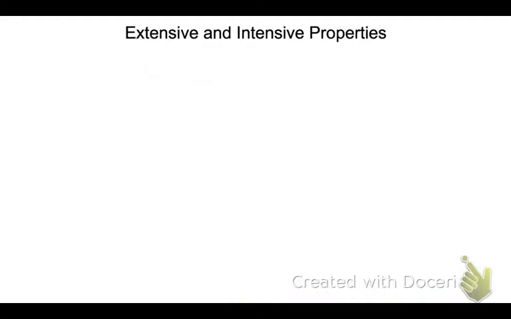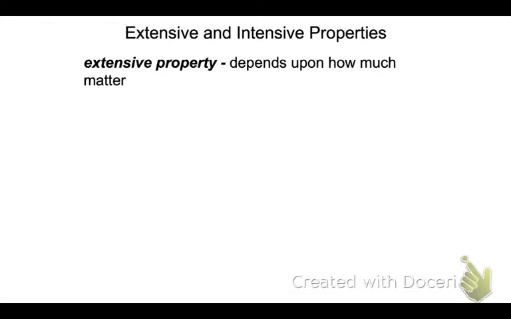Also, properties can be classified as extensive or intensive properties. An extensive property depends on how much matter is there. For example, mass is an extensive property. If you have a small amount of matter, it will have a different mass than if you increase that amount, so it depends on the amount. So mass, length, and volume are all considered to be extensive properties.